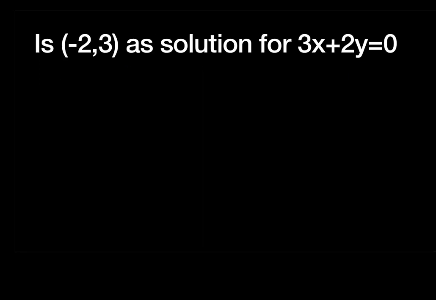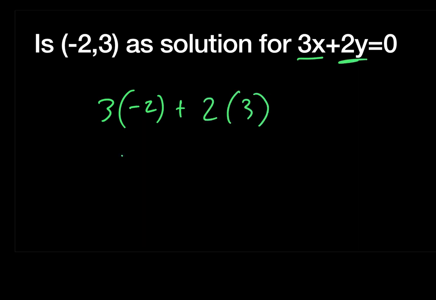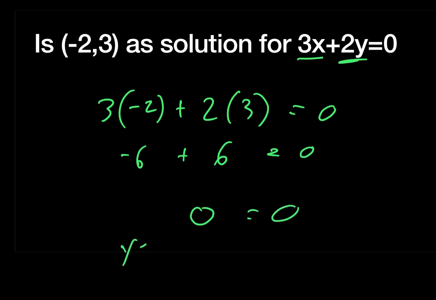And then there's some questions like this that take us way back to go, wait, was this even part of this class? Very vaguely right at the beginning, but it was, is this a solution, aka solution? Does this make this true? And yes, it's as simple as 3 times, and then the x value is negative 2. That's the 3x. Plus 2 times the 3, and that's the 2y. Negative 6 plus 6, that's 0. 0 equals 0, so yes, it's a solution.